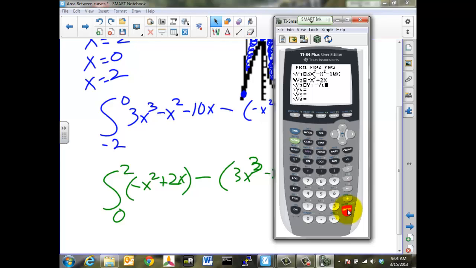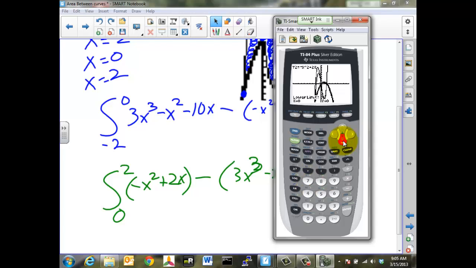Now we need to integrate, don't we? We want to second calculate the integral. What's it going to try to calculate the integral of, I wonder? Look up here. Look what's in the top of my screen. It says y1. Is that what we want to integrate? 3x cubed minus x squared minus 10x? No, we want to do that minus the other.